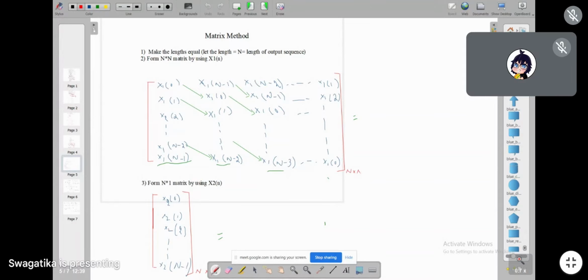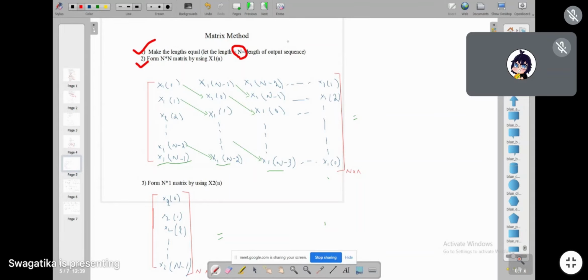Now coming to the second step. The second step is to form an N cross N matrix by using x1 of n. N is the length of the output sequence. Okay, what will be the length of the output sequence?